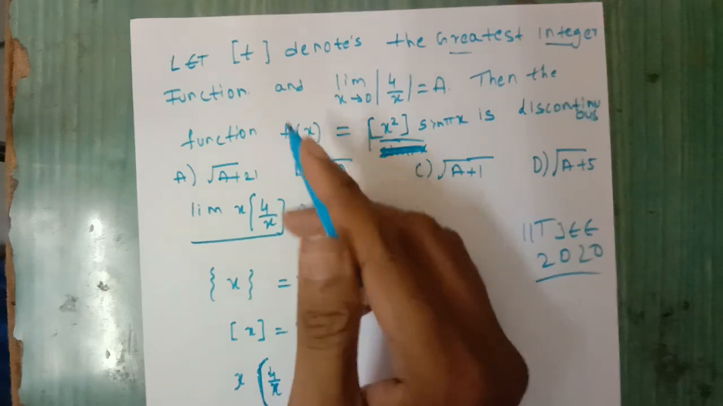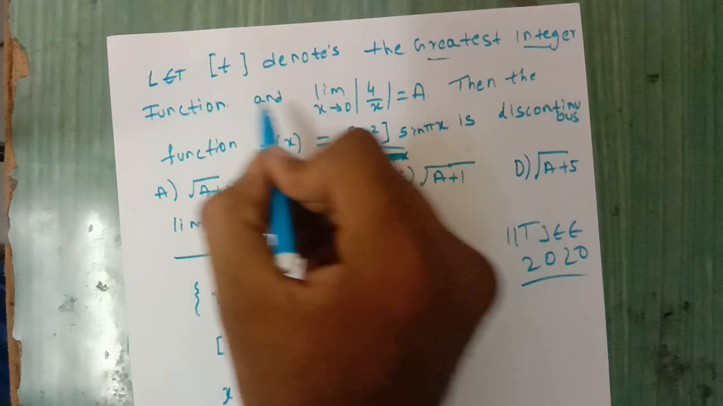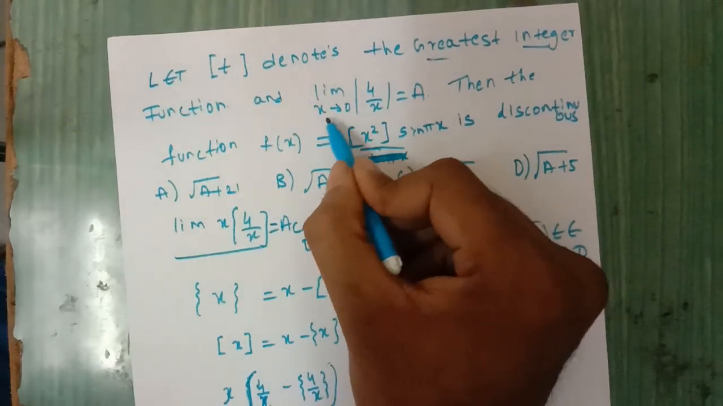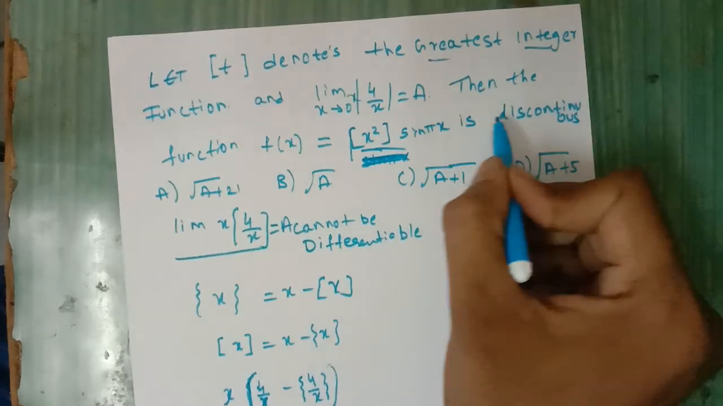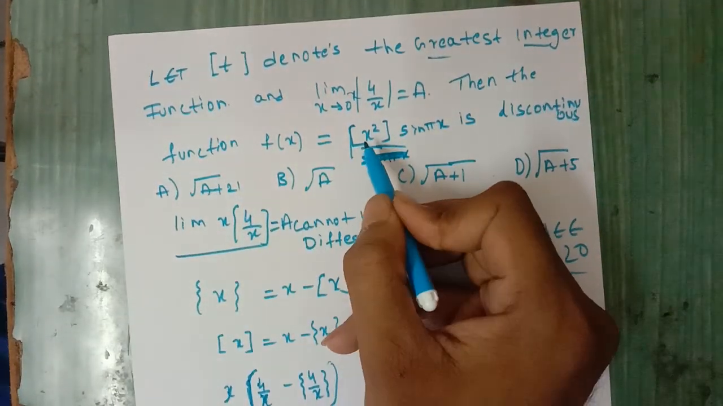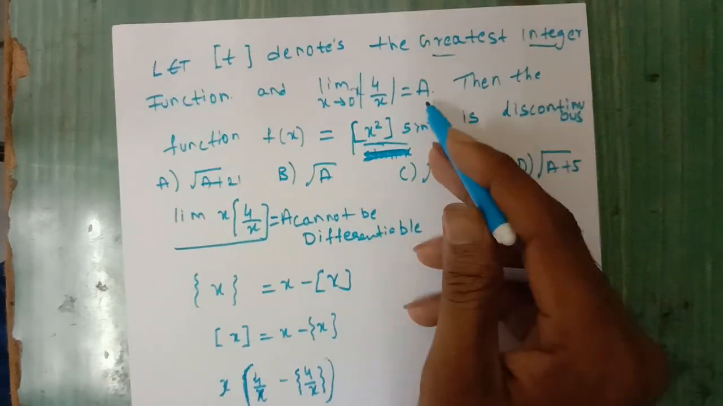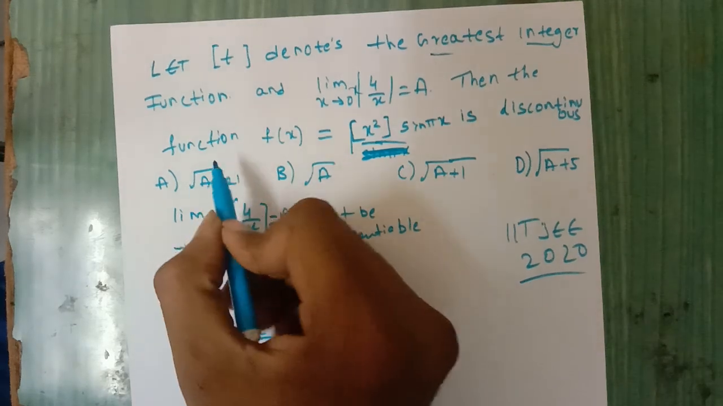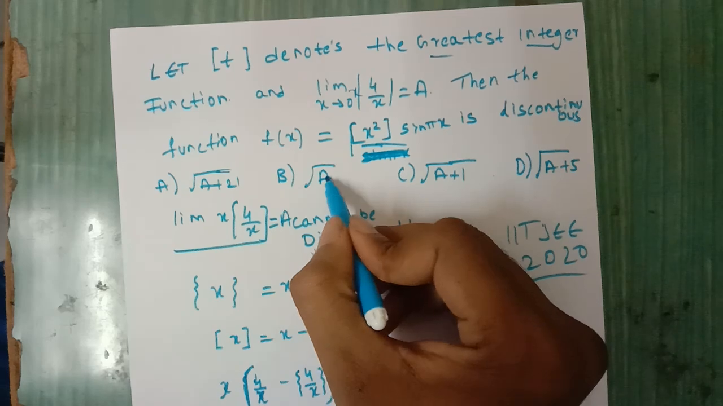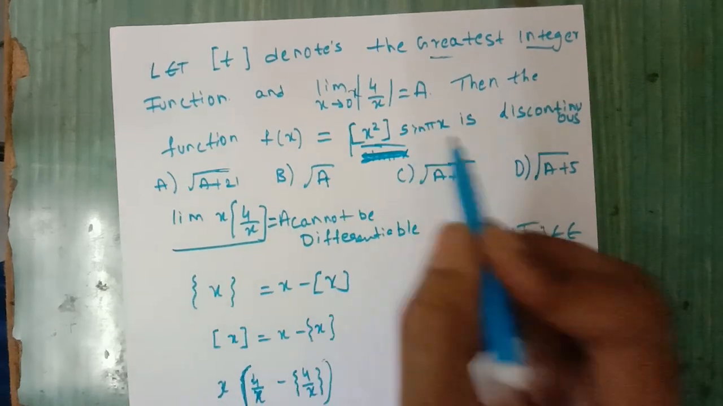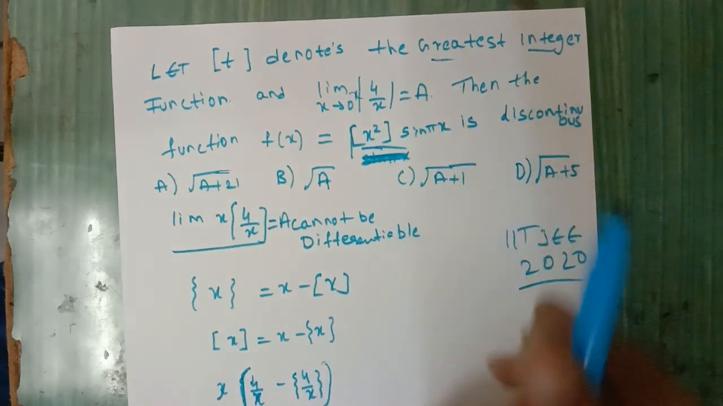So the question goes like this: let [ ] be the indication of the greatest integer function, and the limit of x[4/x] as x tends to 0 is equal to a. Then the function f(x) = x² sin(πx) is discontinuous. We have to find the value of a first and put it in this, and these are the options. Then we have to find accordingly which of the options gives us the discontinuity of x² sin(πx), and this is also a greatest integer function.